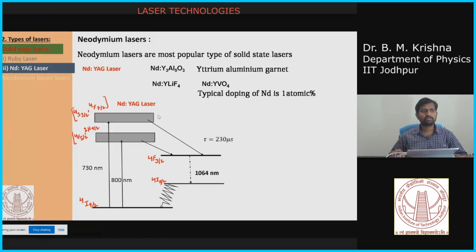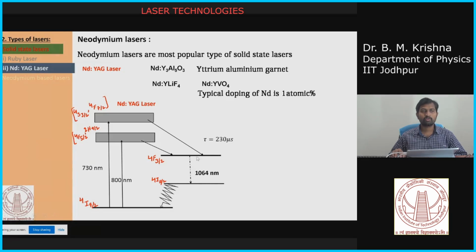So we have seen the energy levels, the YAG laser energy levels. The lasing action mainly takes place in the neodymium atoms, not in the host material. The pumping wavelengths are around 730 nanometers and 800 nanometers. You pump from the 4I9/2 energy level to the higher levels. The higher levels have rapid decay time scales, so they almost instantaneously decay to these states. These states are a kind of metastable state with a lifetime of 230 microseconds.